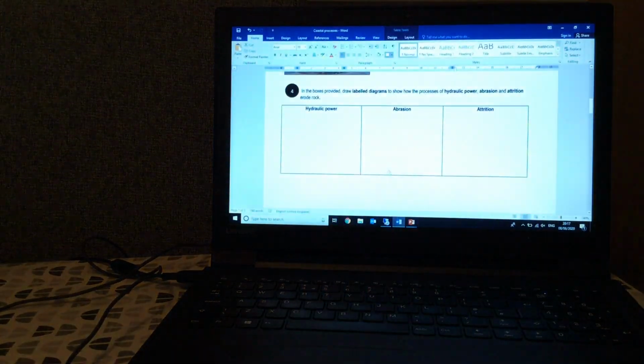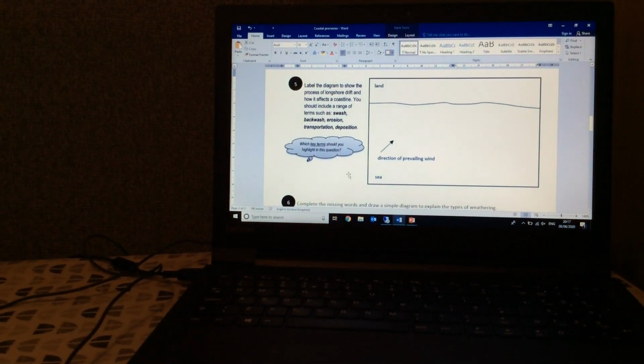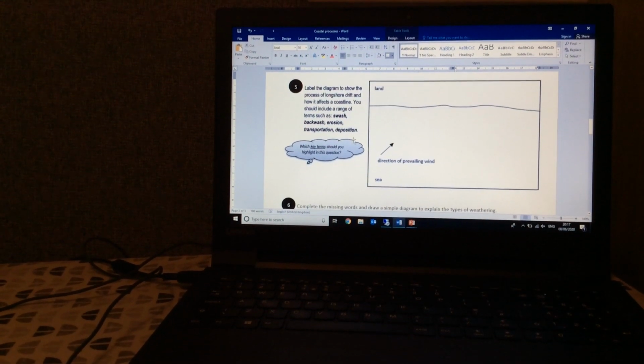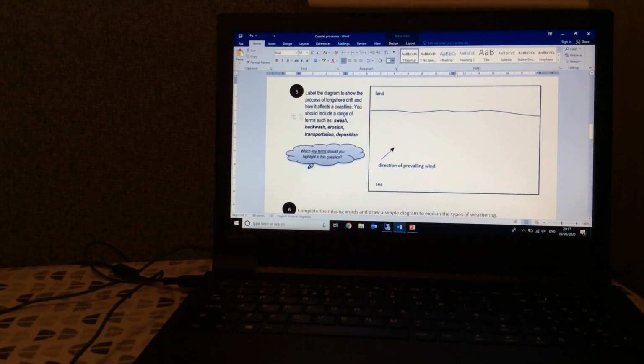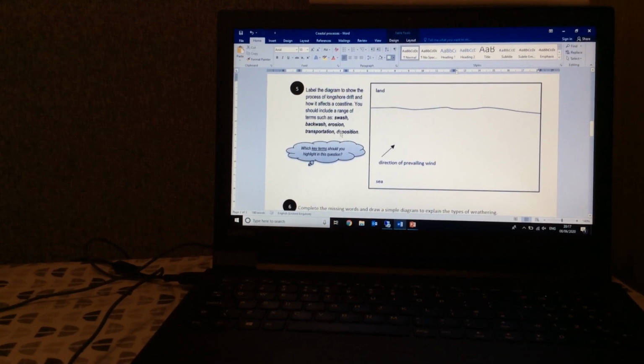Okay, and again, there's an activity in your number 5 here. Draw the labelled diagram to show the process of longshore drift and how it affects the coastline. Some key words on there for you to think about, making sure you label them onto your diagram.